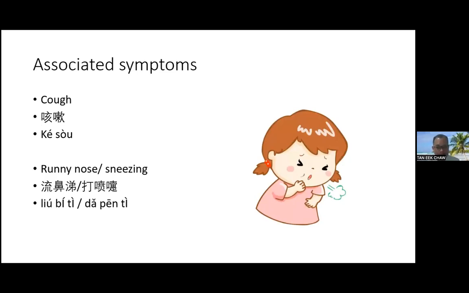Or patient have any symptom of upper respiratory tract infection or not, or for example, patient got cough or not. So 咳嗽 in Chinese, runny nose, 流鼻涕 or sneezing 打喷嚏.